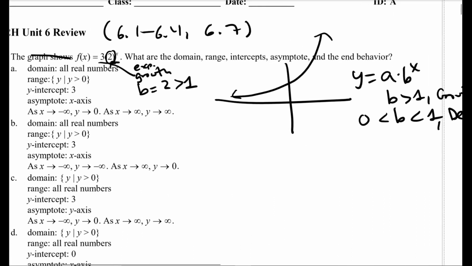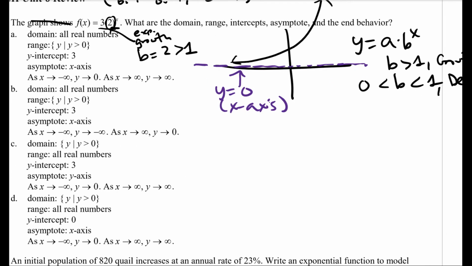We know that the asymptote of an exponential function is y equals 0. So this is my asymptote right here. The asymptote is y equals 0, which is the x-axis. So that gets rid of C, right? It can't be C because it says the asymptote is the y-axis, which is not true.